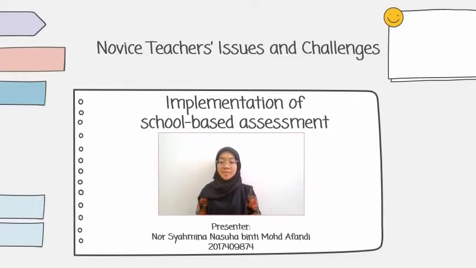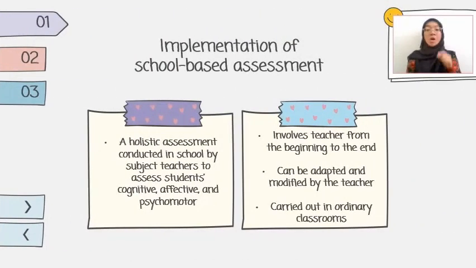Now, I will continue today's presentation with the second issue faced by novice teachers, specifically Malaysian novice teachers. It is the implementation of school-based assessment. Firstly, let's take a look at the definition of school-based assessment.